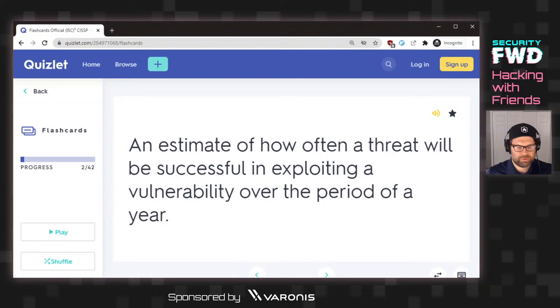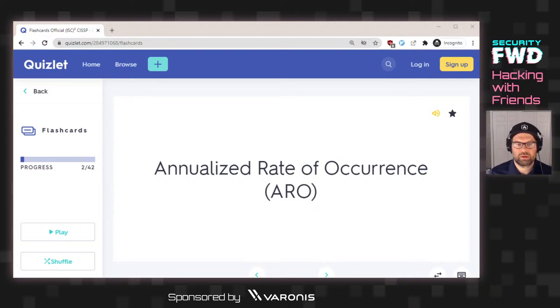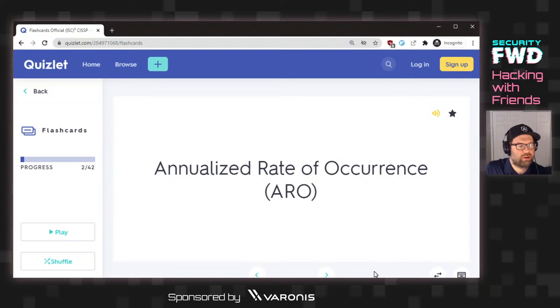An estimate of how often a threat will be successful in exploiting a vulnerability over the period of a year. I'm thinking maybe exploitation rate. Is that the right answer? Annualized rate of occurrence. So it's a good thing to remember: ARO. And let me just fix my screen here one second. All right. And I did not know that, so already we're off to a really great start. Learning already.